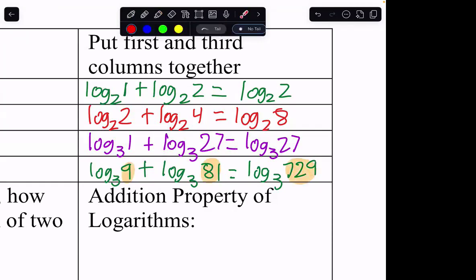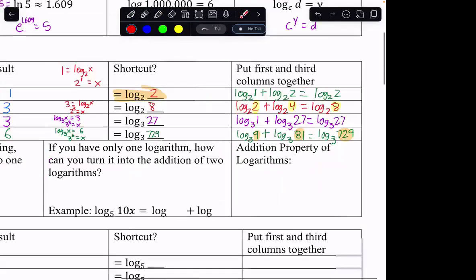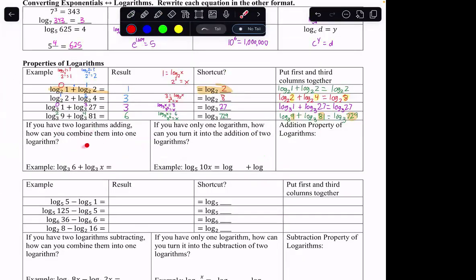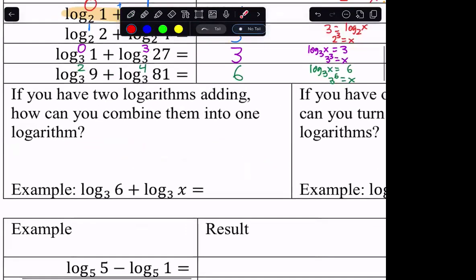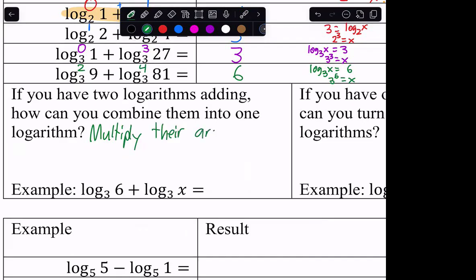Okay, so good. Kayla noticed that in order to add 2 logarithms, you multiply together their arguments. 9 times 81 is 729. 2 times 4 is 8. 1 times 27 is 27, and so on. In words, if you have 2 logarithms adding, the way you combine them together is you multiply their arguments.